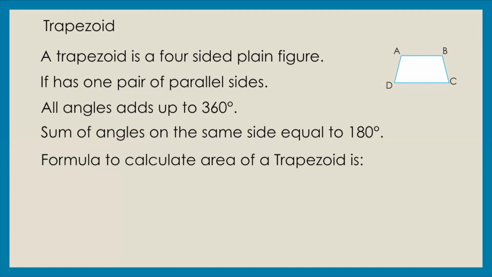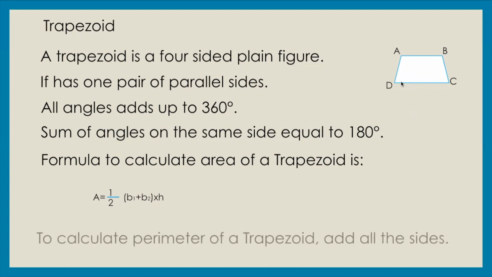The formula to calculate the area of a trapezoid is half times base 1 plus base 2 times height. In this case, base 1 and base 2 are the parallel sides, not the other sides. So you can name any one as B1 and the other one B2. It does not matter as long as you select the parallel sides. So DC is B1 and AB is B2, or you can say AB is B1 and DC is B2. And height is always from a corner to the base, the vertical height. To calculate the perimeter, you add all the sides.